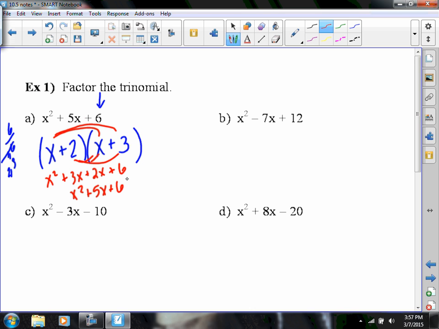Okay? So you can see here, when we have all 4 of these terms written out, you can see that the 2 and the 3 have to add together to be 5. That's my middle term. And then the 2 and the 3 up here in parentheses have to multiply together to get me my last term, which is a 6. So checking our work here really shows why we need to multiply to the last term but add to the middle term.